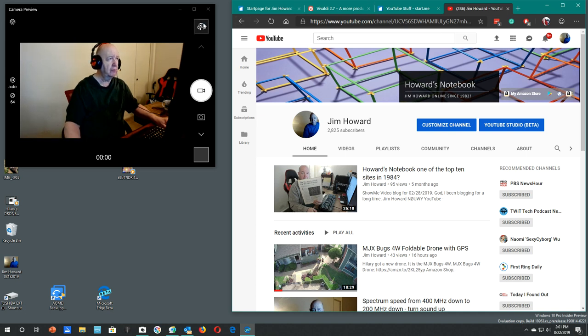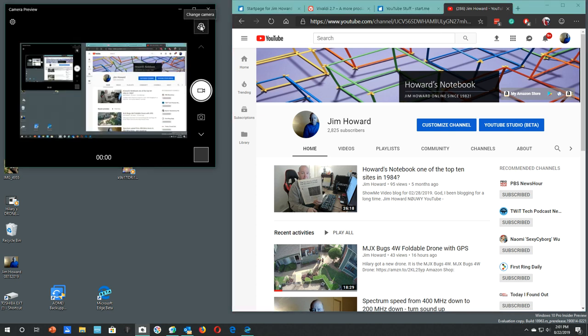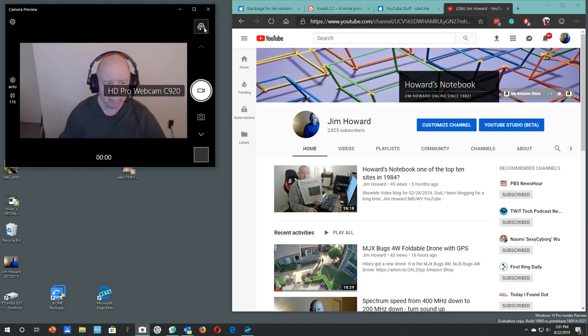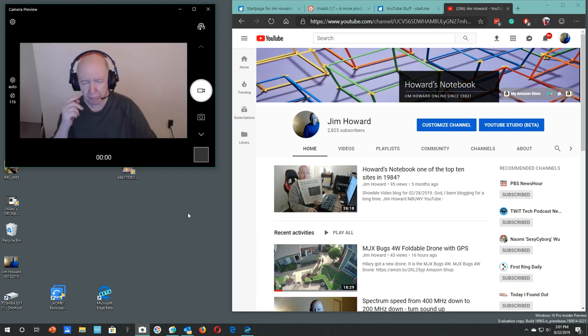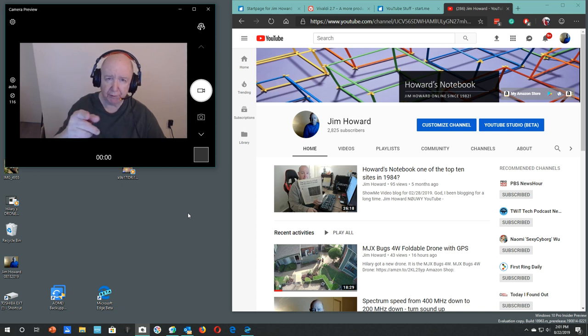I can switch to, not that one. That's the C920, and the Brio is 4K. But I don't see an advantage to using 4K. So the C920 is, I'll put up links to both of these below. Reasonably priced, and a really, really good Logitech USB webcam.